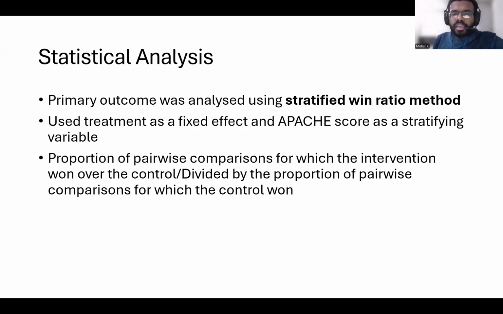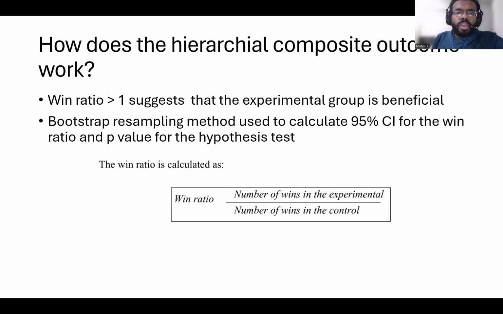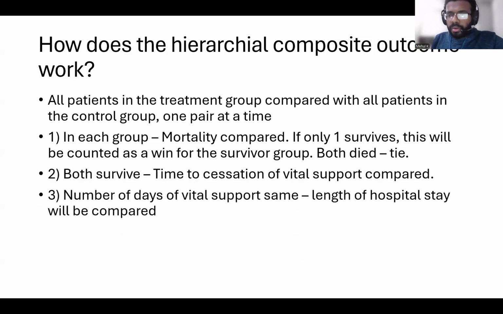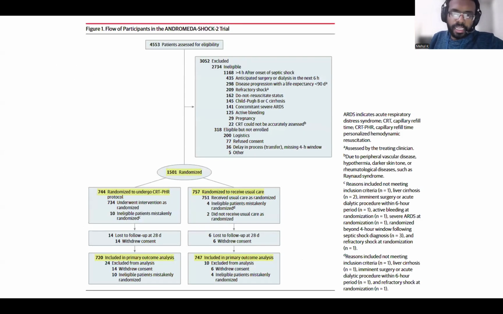The hierarchical outcome tries to solve this problem by giving weightage to the more important thing. So mortality is given more weightage compared to something like length of hospital stay. Obviously, patients will care more about whether they live or die than the number of days they stay in the hospital, comparatively speaking. So this helps to solve some of the problems with the composite outcome, but it doesn't really solve all of the drawbacks of a composite outcome completely.